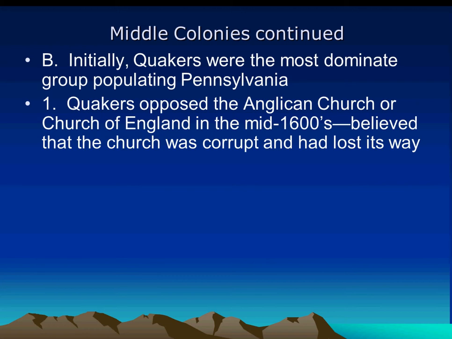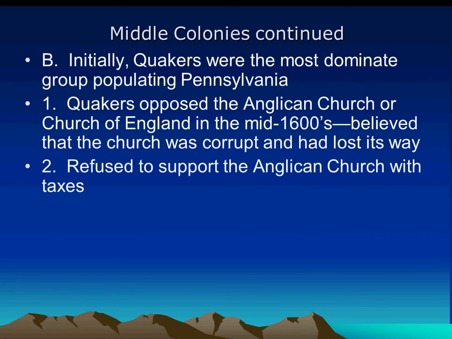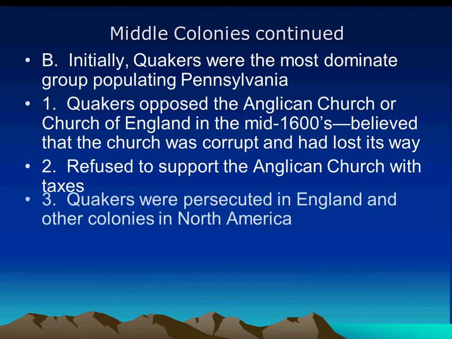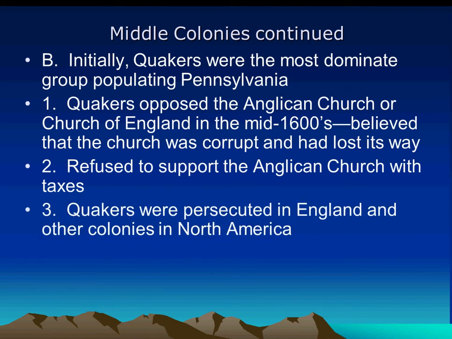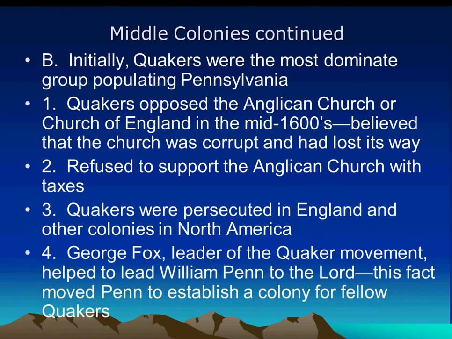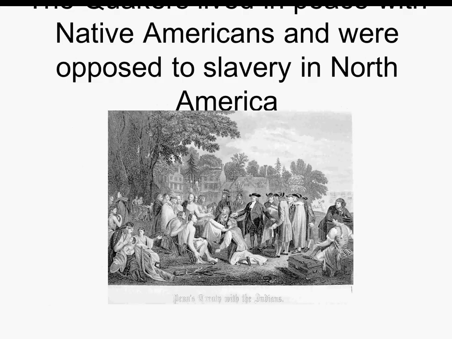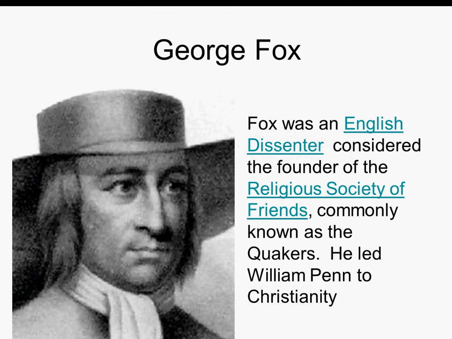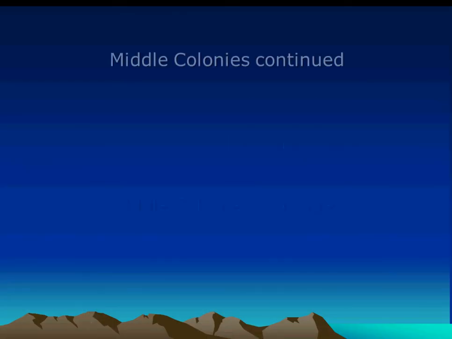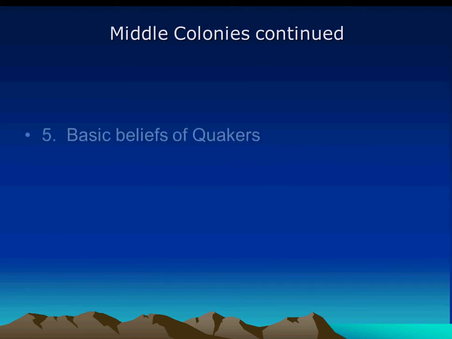The reason that the Quakers were oppressed in England is because they see the church as very corrupt, and they don't think there's any way to save it. They refuse to support the Anglican Church with their taxes. The Quakers were persecuted because of that, and they find that Pennsylvania is a much better place to live than in England. And so England will establish this colony for the Quakers. George Fox here, a good friend of William Penn. He was the leader of the Quakers.